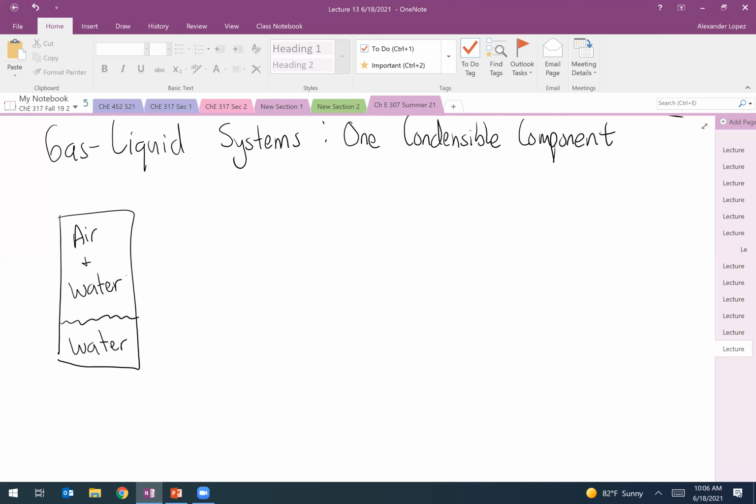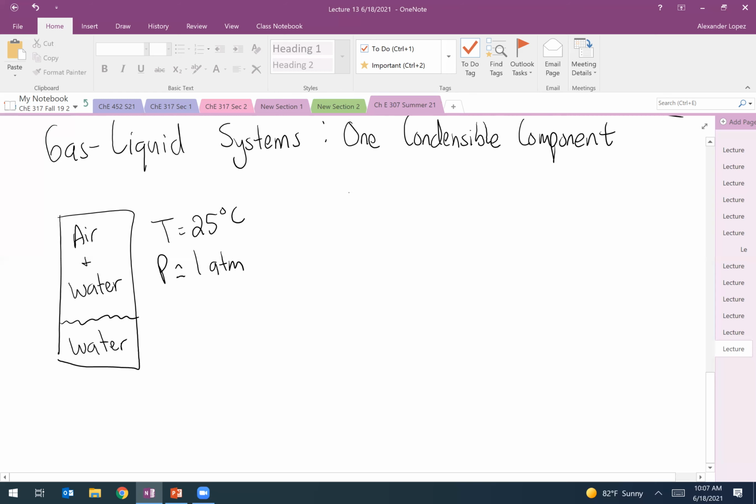And in this system, I can consider only the water to be condensable, because if I'm assuming that my temperature is reasonable, let's say it's 25 degrees Celsius, my pressure is about 1 atmosphere, the air is not going to condense. And so I can consider a system like this to be, as I've stated earlier, a gas liquid system with one condensable component.